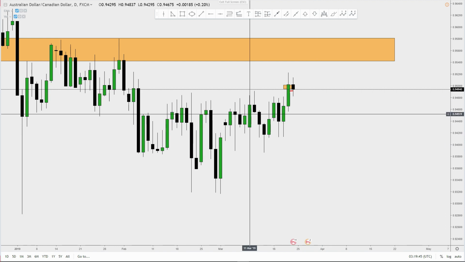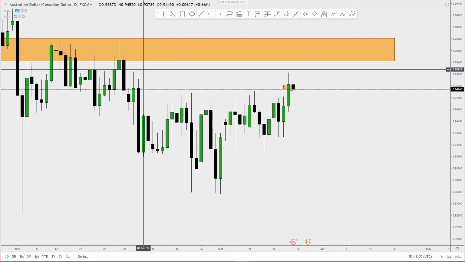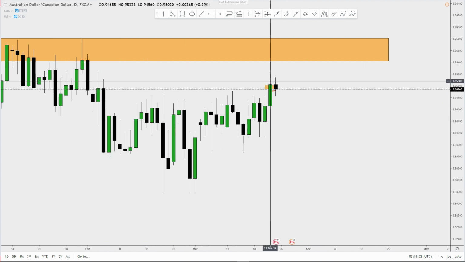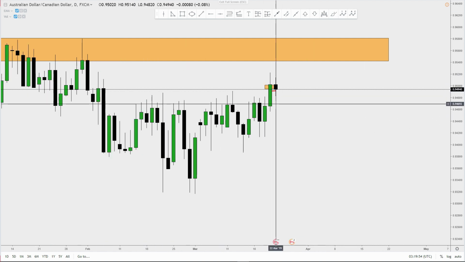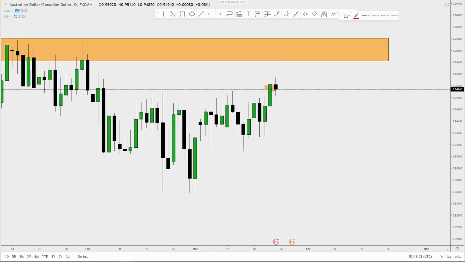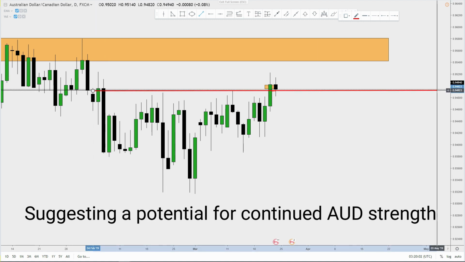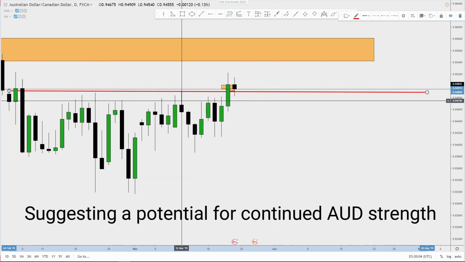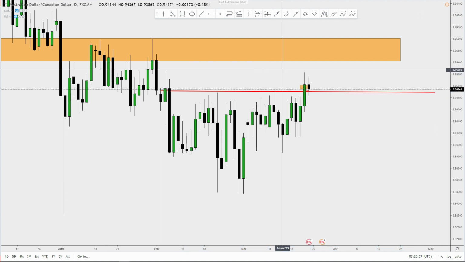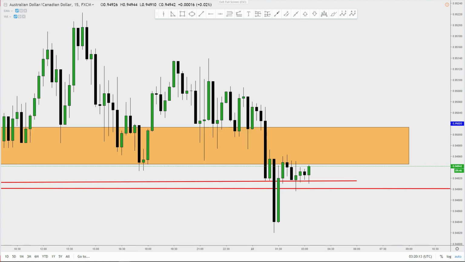My name's Greg and today we're going to take a look at the Australian dollar, Canadian dollar. So just out here on the daily, you can see yesterday we put in this nice bullish candle, just closing above these tops, and dropping down the time frames. Let's drop immediately to the 15. Let's clean that up a little bit for you.